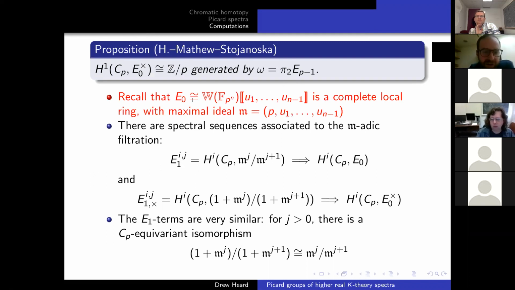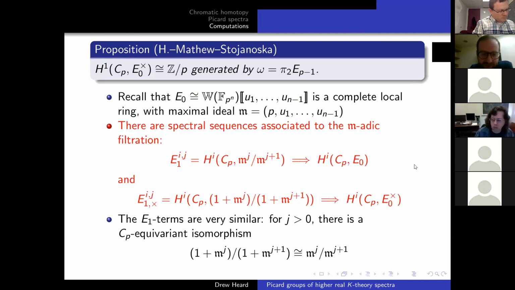So just a reminder that E0 was the Witt vectors adjoined F_p^n, adjoined these power series variables u1 up to u_{n-1}. It's a complete local ring. The maximal ideal is p and all these u_i's. So we get two spectral sequences associated to the m-adic filtration. One is just the ordinary additive spectral sequence, which will compute just the ordinary cohomology, and the other one is the one that we'll be interested in, which will compute the cohomology of the units.